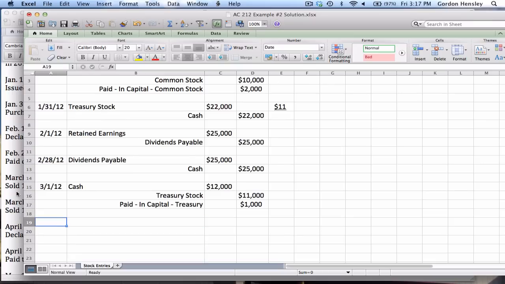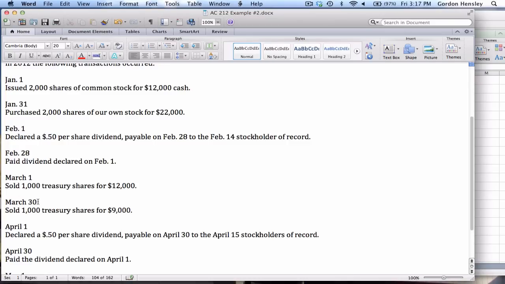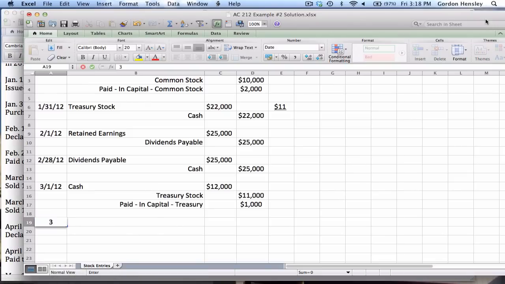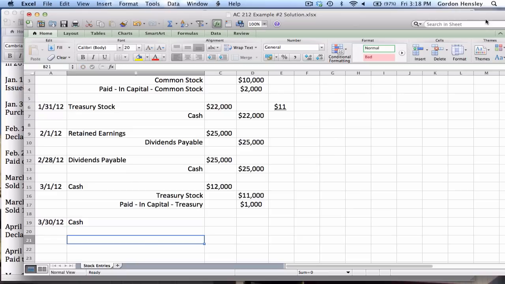The next transaction is on March the 30th. Now I'm going to sell the additional 1,000 treasury shares that I had. So this is on March 30th. Again, I'm going to be receiving cash. I'm going to get rid of the treasury stock, but I'm going to leave myself a little bit of extra room there.